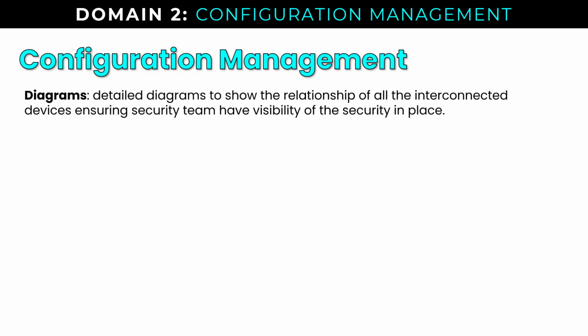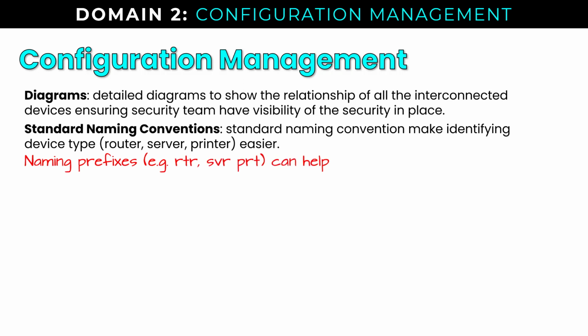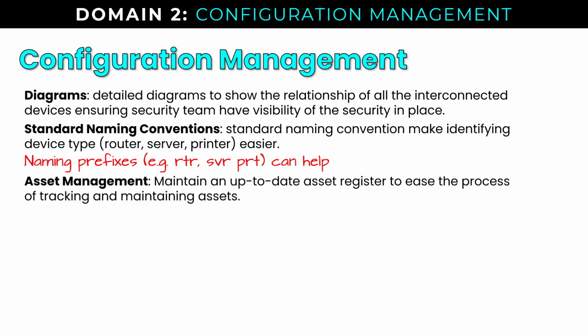Now let's talk through a few basic concepts of configuration management that are called out on the exam objectives. So we have diagrams, which are essentially a picture that shows the relationship of all the interconnected devices and components, ensuring the security team has visibility into the security in place. Standard naming conventions can be helpful, making identifying device types like routers, servers, and printers easier. Oftentimes we see naming prefixes like RTR for router, SVR for server, etc. But whatever the prefix you prefer, it's really about establishing a standard that works for your team.